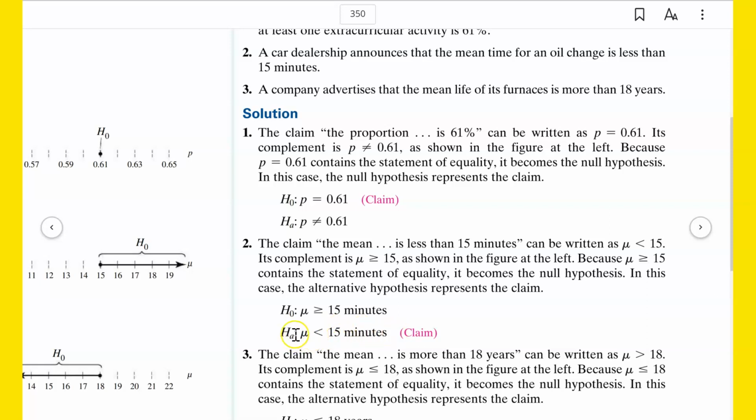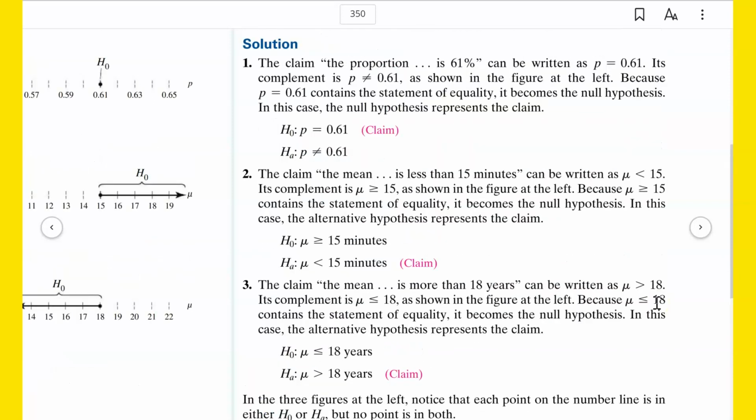So it's possible that you can make the alternative hypothesis be the claim. And so then you would make the null hypothesis, H0, be the opposite of that. So if HA is mu is less than 15, then H0 would be mu is greater than or equal to 15. All right, number 3.